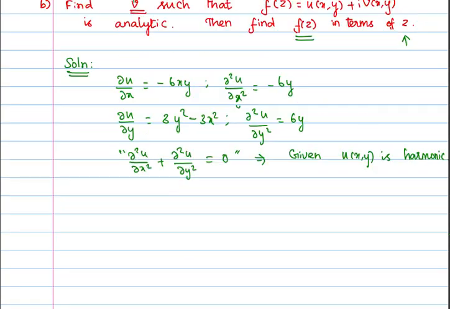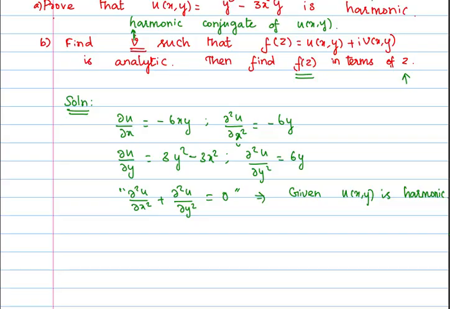Next I want to find v of x comma y. They ask explicitly for v of x comma y, so I am going to use the CR equation only. What is the CR equation? The CR equation is du by dx equal to dv by dy, and du by dy equal to minus dv by dx.